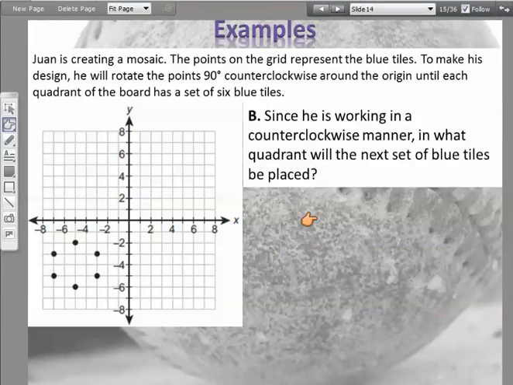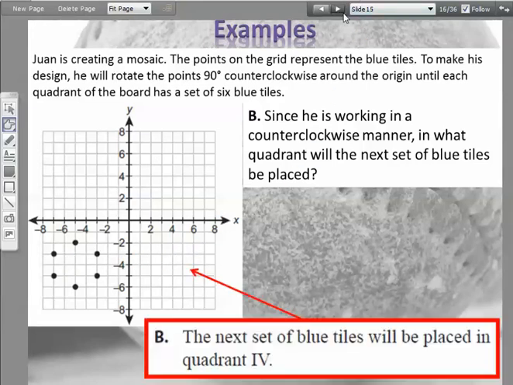Let's look at B. It says, since he's working in the counterclockwise manner, in what quadrant will the next set of blue tiles be placed? Well, you think about it. If he's going counterclockwise, he's going to be going from quadrant 3 to this quadrant, which is quadrant 4. So this is what I put up here for B. The next set of blue tiles will be placed in quadrant 4. Now if he was going clockwise, they would have ended up in quadrant 2.